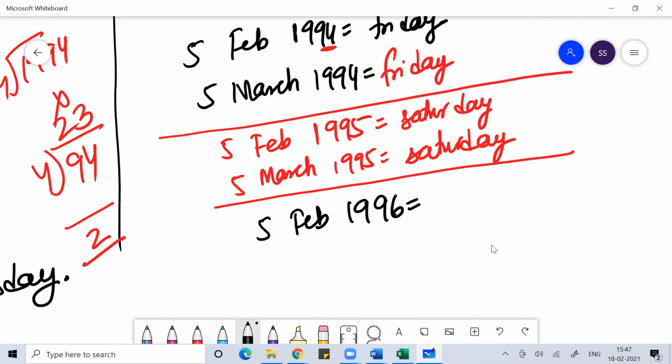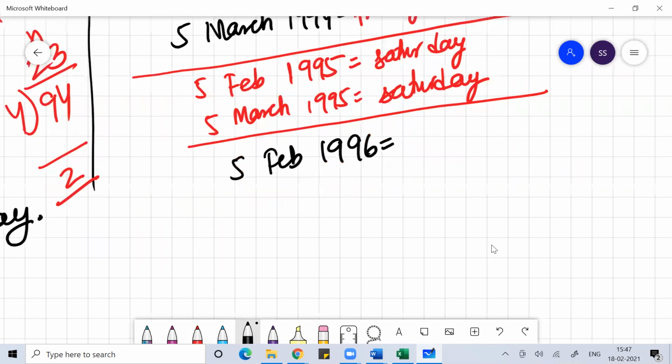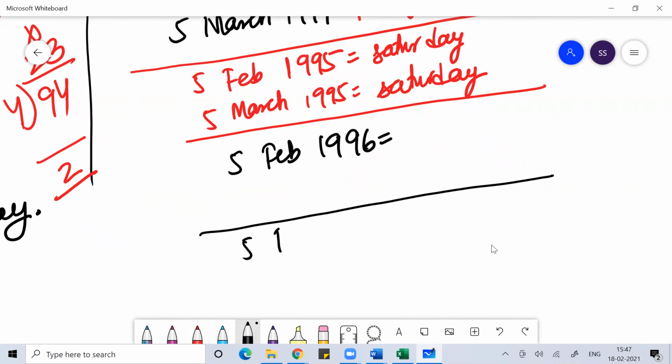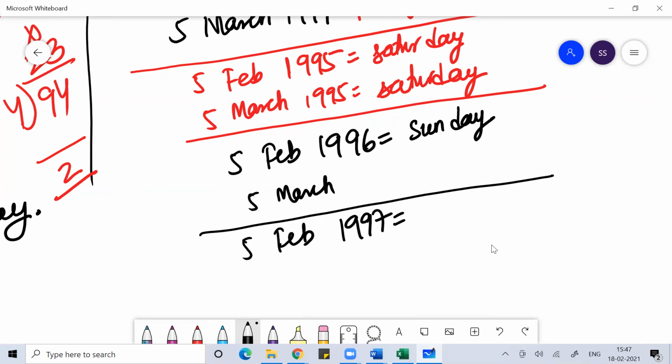Very good. So the effect of a leap year will be after 28th February. Although 1996 is a leap year, the effect of the leap year will happen in the following year, on all the days which are before 29th February. So 5th February 1996 will actually be Sunday. If this is Sunday, then if I ask you 5th March 1996, which day? It will be Monday.